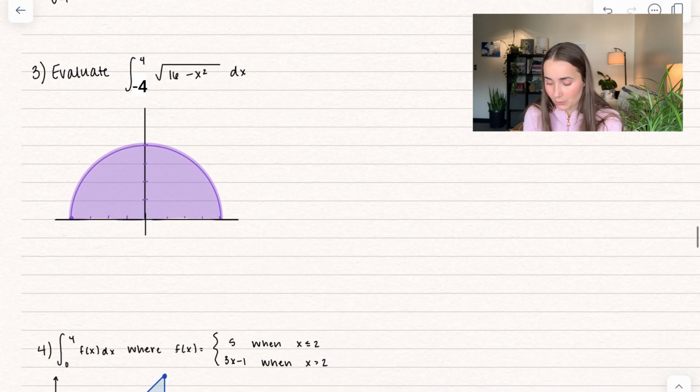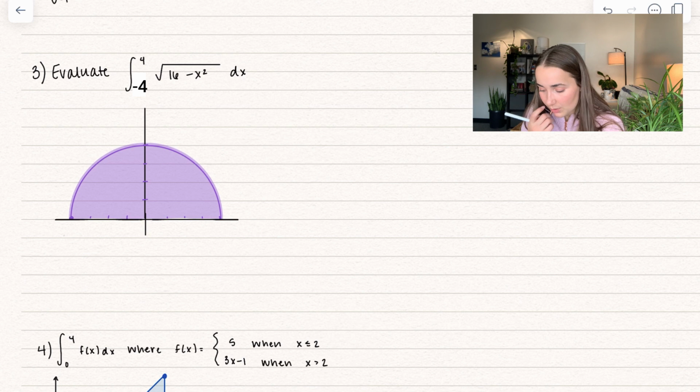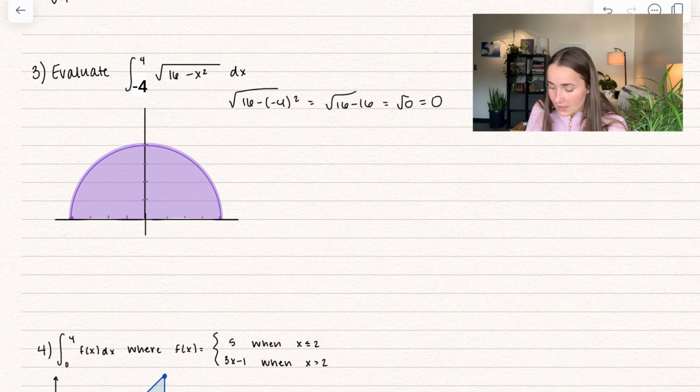Here we have the square root of 16 minus x squared, and we're calculating the area between 0 and 4. So here I already drew the picture. If you're wondering how you can draw the picture, you can always just plug in x values. When I plug in a value of -4, I get 16 minus -4 squared. That's equal to 16 minus 16, which is the square root of 0, which is 0. Same thing when I plug in 4, you can just plug and chug.